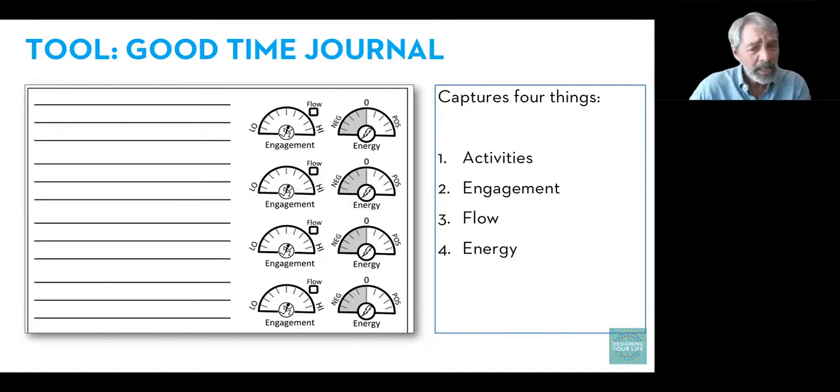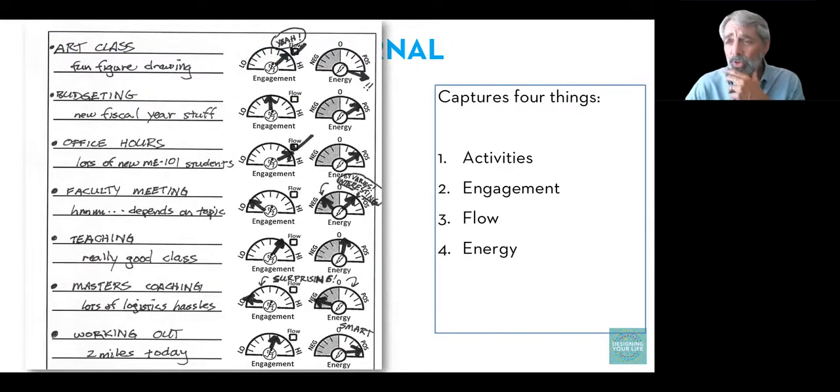Now, you could be in high engagement and low energy. By energy, I mean, I may be tired, but was it life-giving to me? Does it energize me? That's what we're looking for. And you do that over a period of time to understand who you really are. This has been transformative for a lot of clients.